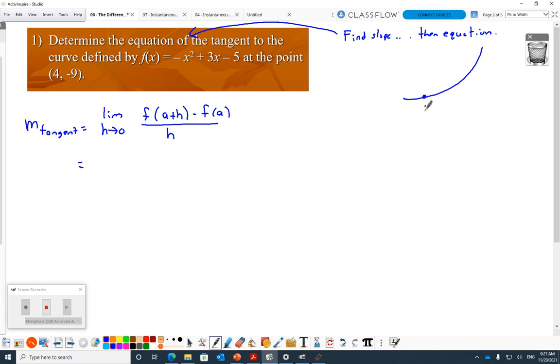Of what's going on here. There's this point (4, -9) that we want to find the slope of the tangent at, or the instantaneous rate of change. This isn't a word problem, so it doesn't say instantaneous rate of change. It just says slope of tangent.